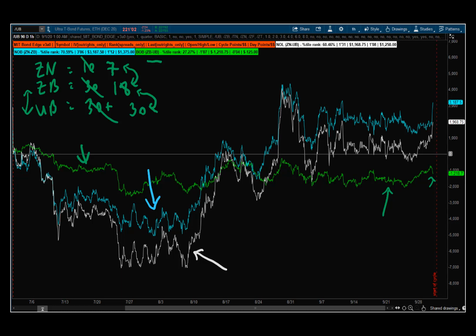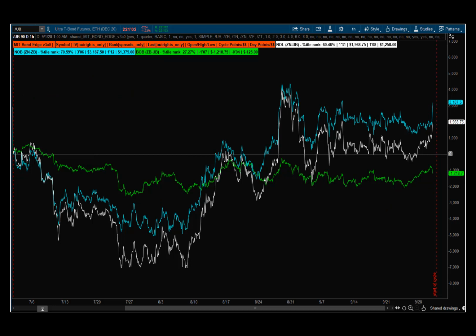But the relationship between ZN and UB, which is going to be the 7-year and the 30-year, the white line, is actually trading much higher today. If we look at the blue line, that's going to be the difference between the 7-year and the 18-year. That too is really strong. So let me clean this up. I'll use a different color. I'll use red. So if we're just talking about the ZN, the ZB, and the UB, right? And earlier we said 7-year, 18-year, 30-year.